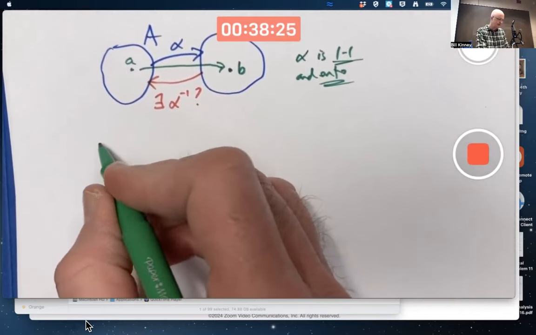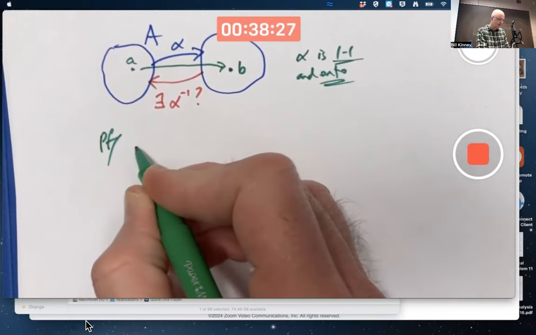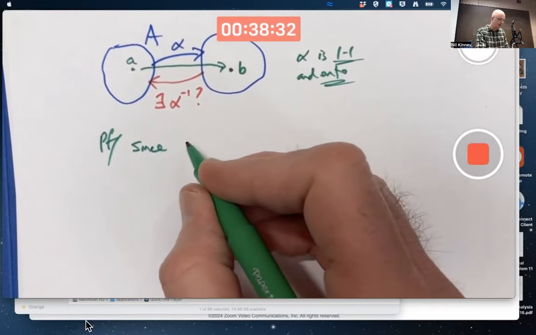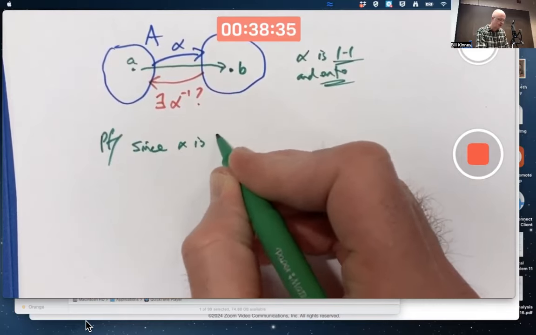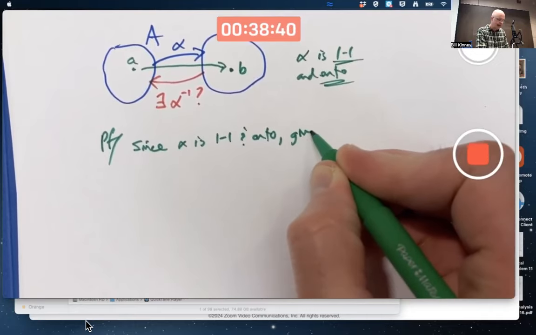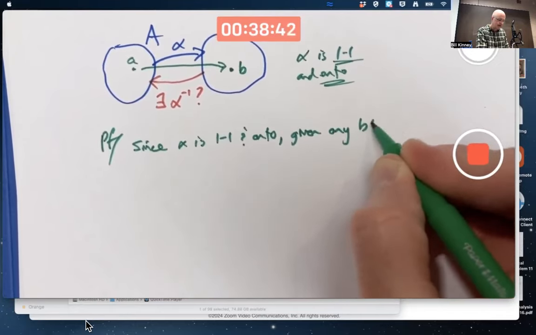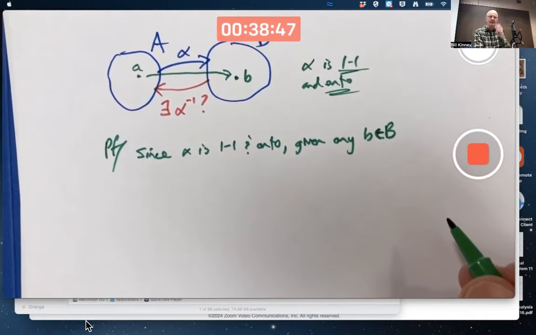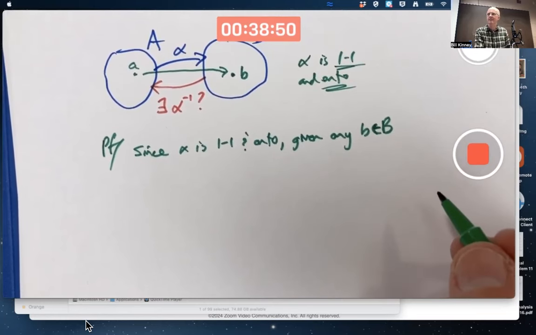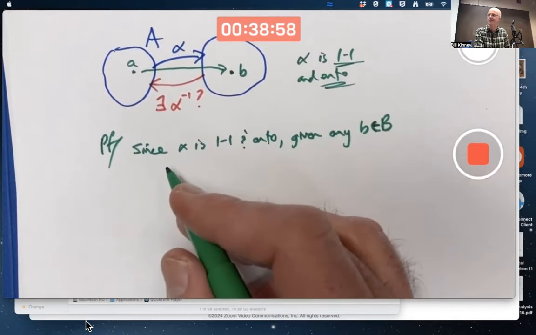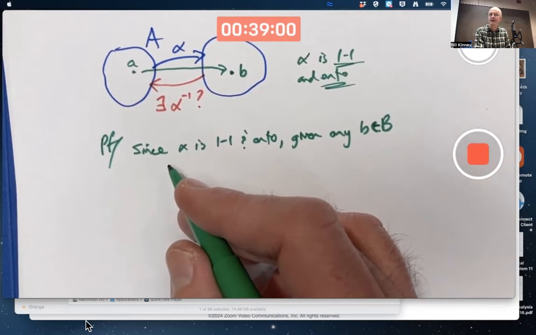We'll just say it like this. I'll go ahead and use the fact that alpha is 1-to-1 and onto right away, both of those facts. Since alpha is 1-to-1 and onto, given any little b in capital B, I probably should have said let little b in capital B be given right at the start, but I'm phrasing it this way. It's not wrong. It's just, I think it's better style to say let little b be an element of capital B at the beginning.